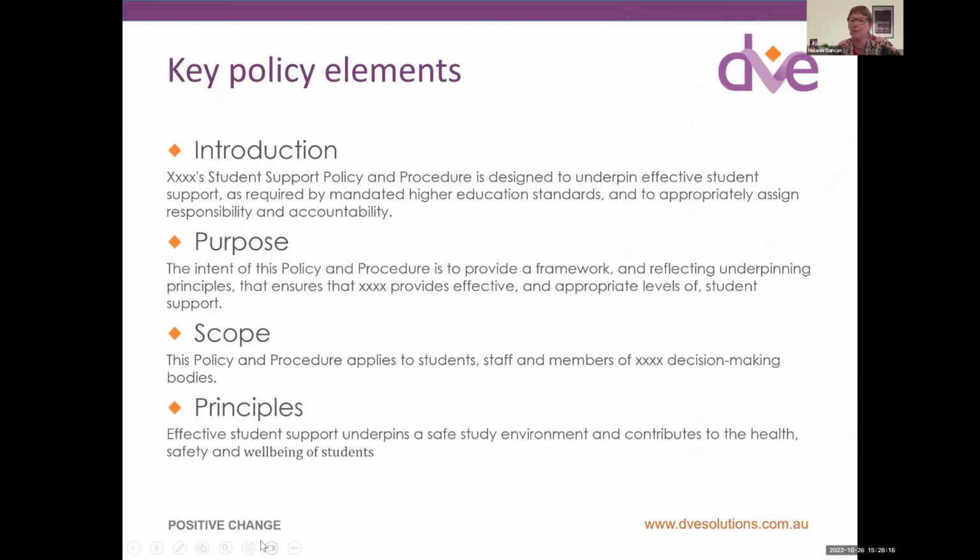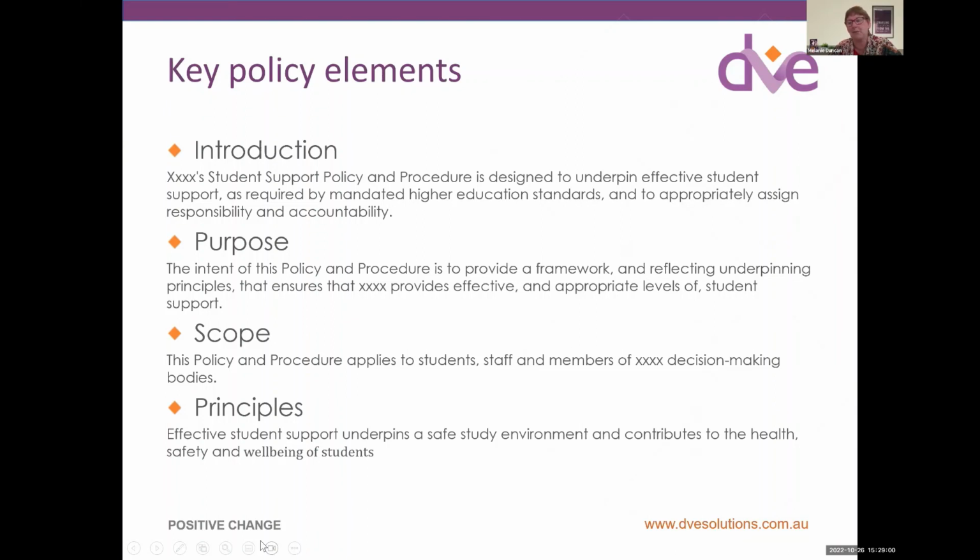So you're calling that out right from the word go, that's what you're trying to achieve, and to appropriately put in responsibility and accountability. So that's your high level statement about what your policy is going to be about. The purpose is to provide the framework and make sure the framework reflects the principles that you've discussed when you're putting this policy and procedure together. The scope is who. So who does the policy and procedure apply to? Sometimes they can apply to prospective students, as well as enrolled students and staff members and members of the decision-making bodies who have the oversight and accountability.